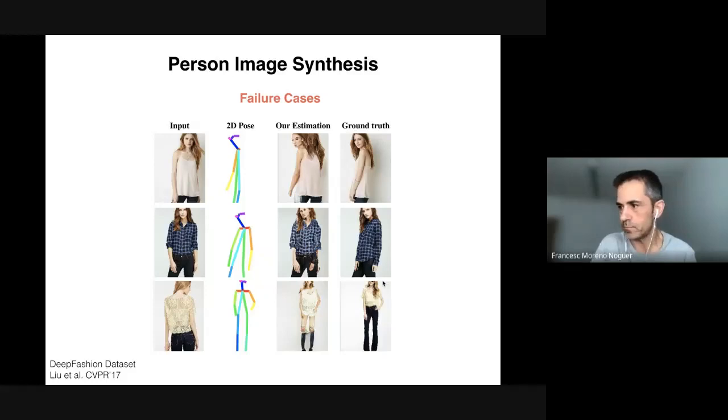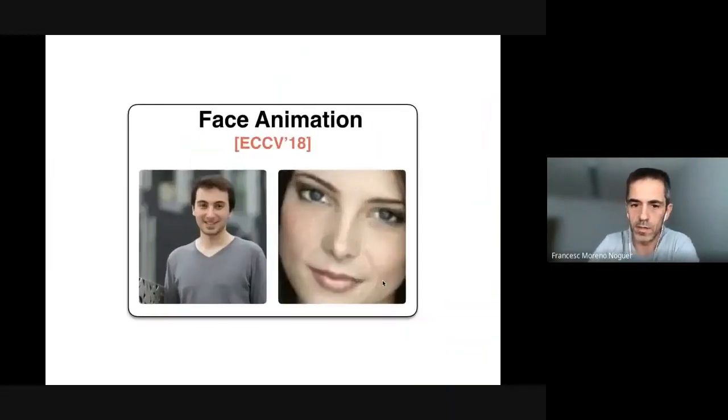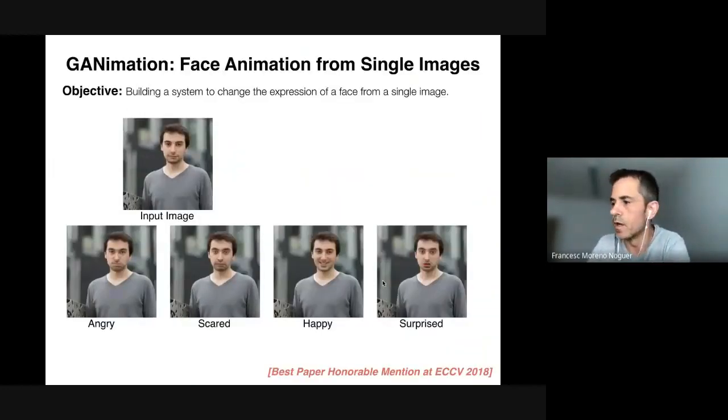All right. Then I'm going to move to the next work I want to talk about. This is on face animation. This is ECCV 18. All right, and then the goal was the following. The goal was, given an input image, just one single image, we wanted to render new images of that person, but with different expressions. So here it's kind of serious or neutral, and we wanted to create this angry, scared, happy, surprised.